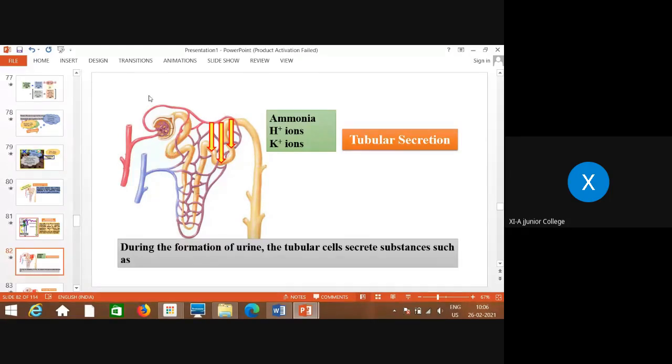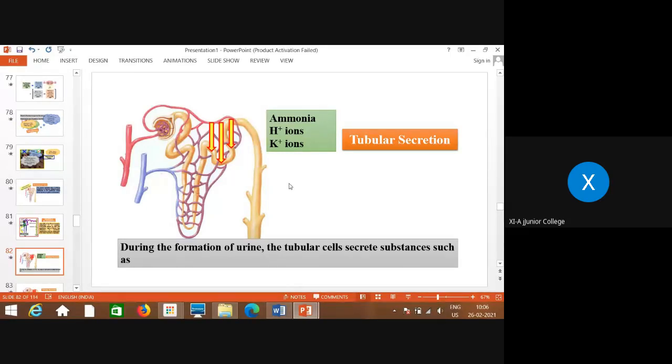Now we studied the first two steps: glomerular filtration taking place in Bowman's capsule, and then selective reabsorption, or tubular reabsorption, which takes place in the PCT and loop of Henle. And the third and last step of urine formation, tubular secretion, takes place in the DCT region of the renal tubules, that means the distal convoluted tubule, as well as to some extent in the collecting duct. Next to that is the collecting duct.